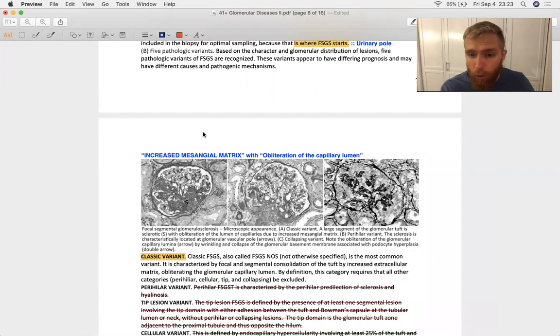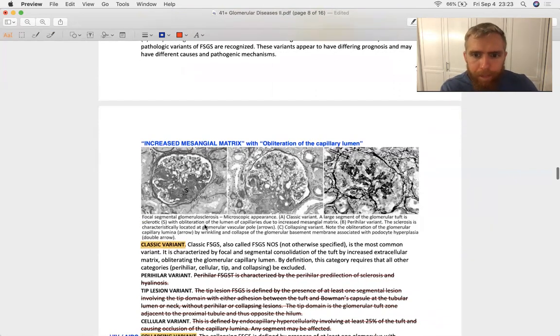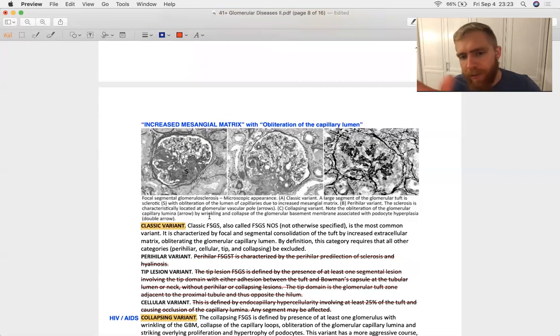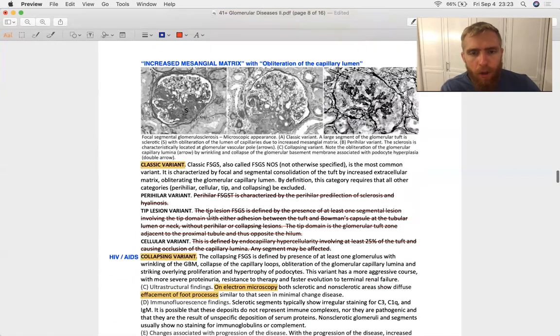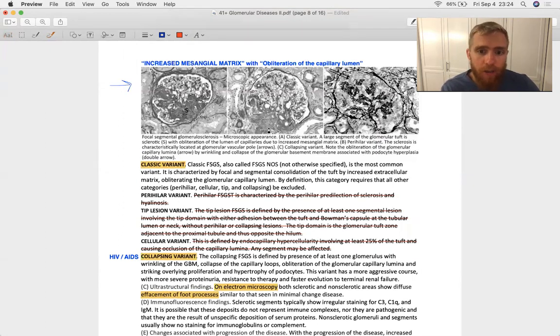That's your sclerosis there, the obliteration of the lumen. And again, focal segmental, not the whole glomerulus is affected. You've got a classic variant, which is really shown top right here. You've got a perihilar variant, which is going to start around the hilum of the kidneys.